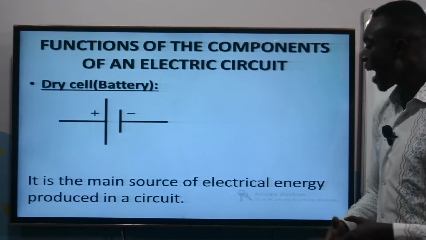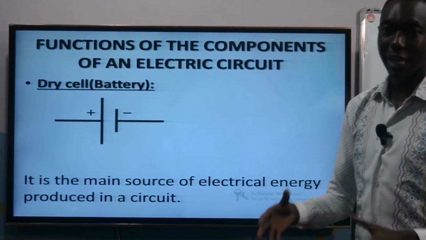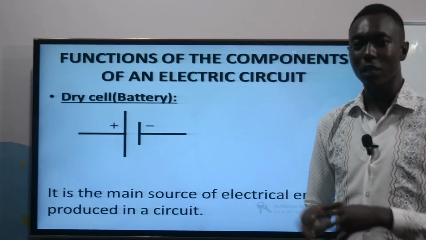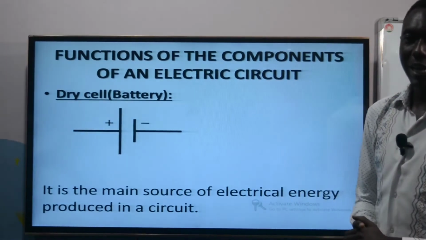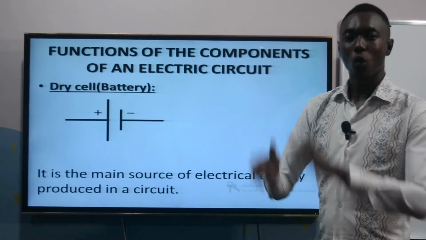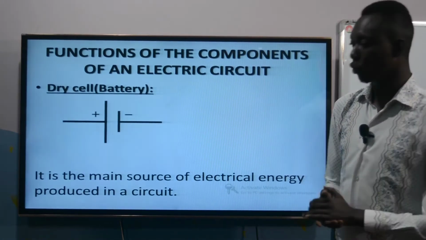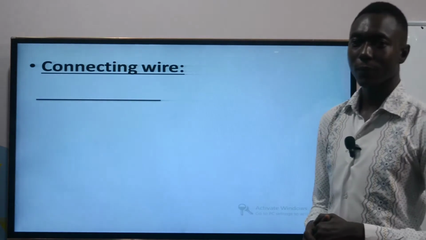What does a dry cell do in an electric circuit? It is the main source of electrical energy produced in a circuit. Now, the current produced in the circuit is derived from the dry cell or battery. Without it, there will be no current to be used in the circuit. Take note.